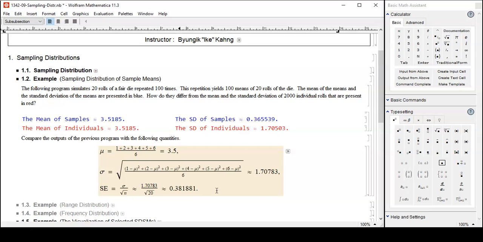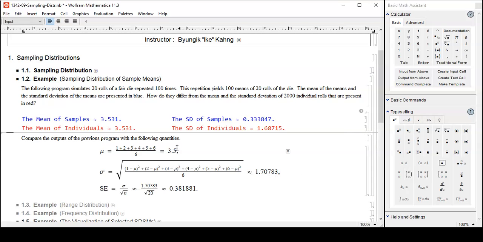Sigma over square root of n, or in this case, the individual standard deviation over square root of 20, because we are doing it with 20 rolls. And the standard deviation of samples is actually hovering around here. Let's run it again. Yes, it's hovering around 0.38 something, while the individual is hovering around 1.707 something. See the difference here?